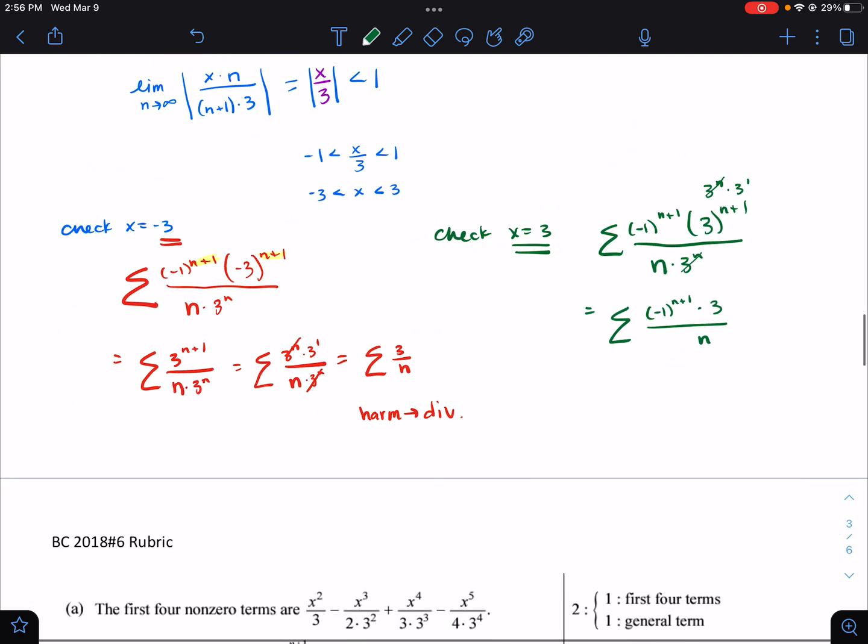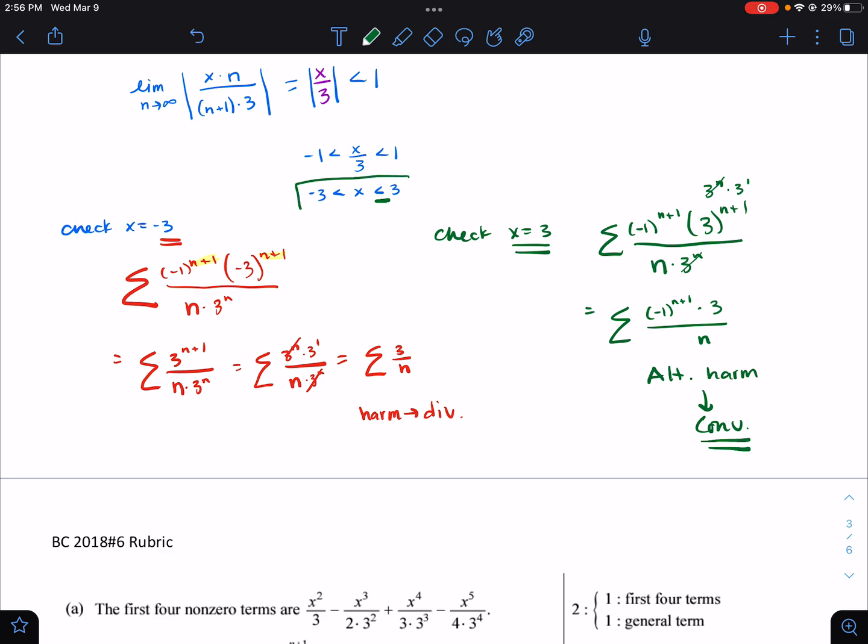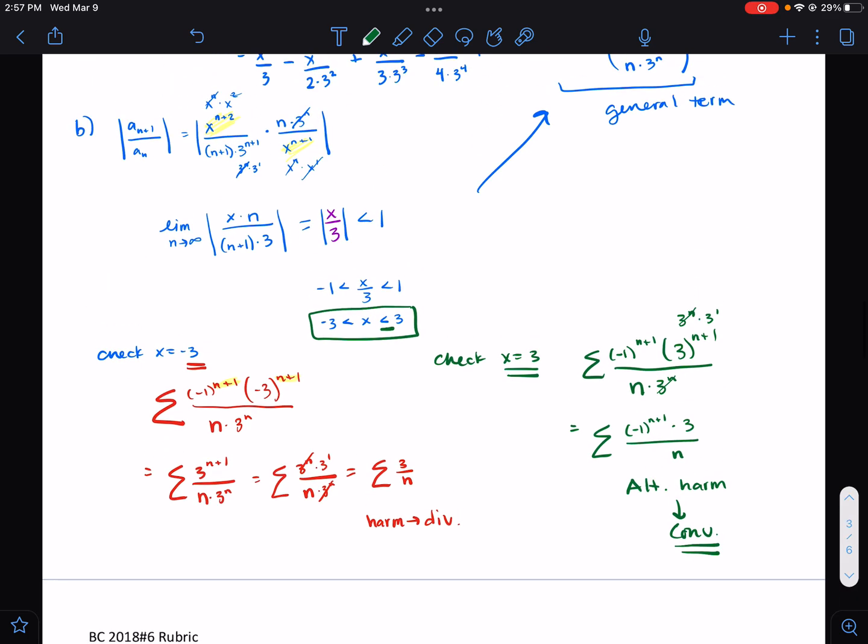So it's almost identical to this one. It's just that it is alternating. That means I can call this one an alternating harmonic, and an alternating harmonic converges. Because it converges, I'm allowed to put an equal to bar right there. That is my interval of convergence.